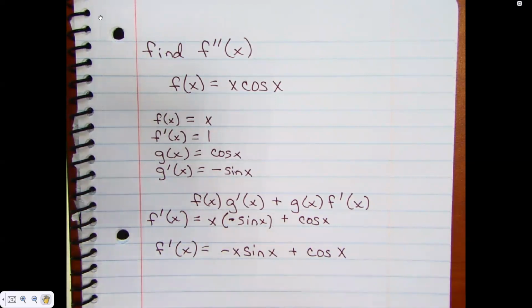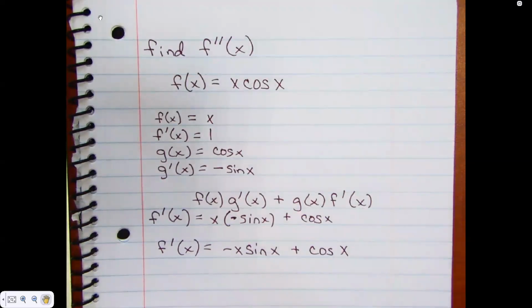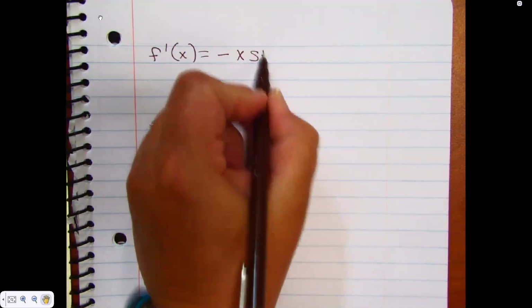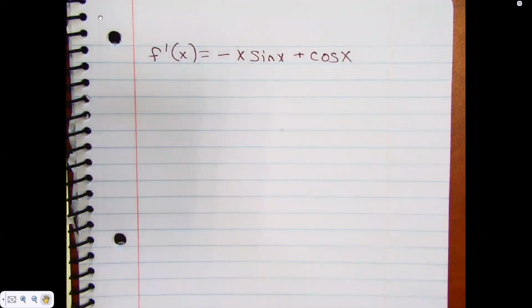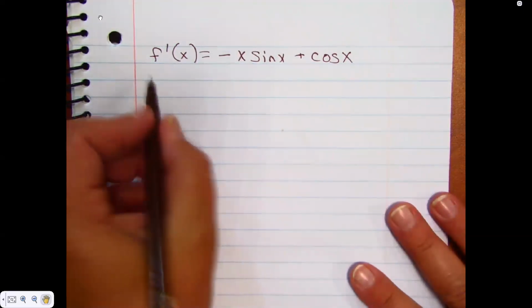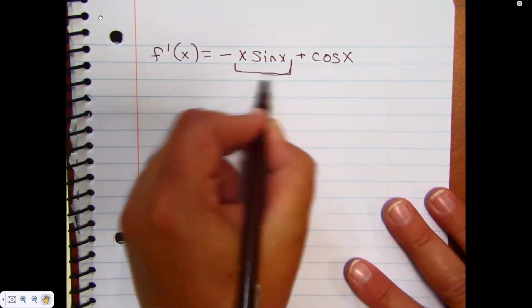So let me just rewrite this up here. So this is the first derivative. And it was what? I want to make sure I had it. Negative x sine of x plus cosine of x. Does that look right? Okay, so now before we do the second derivative, when we do this one, we have to have an f of x.